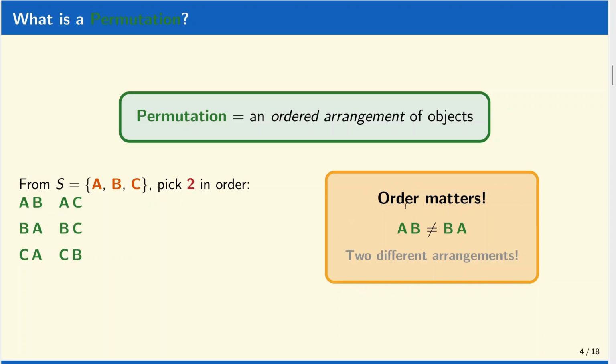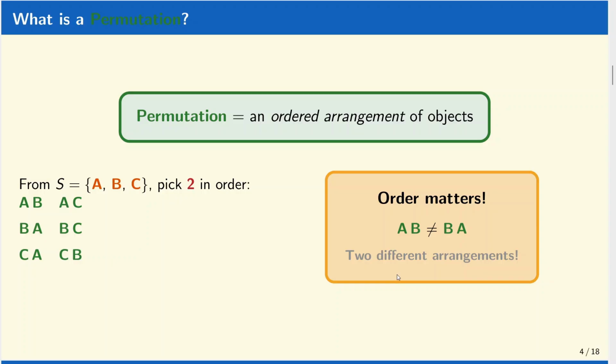Order matters. If you look at the pair AB and the pair BA, they contain the exact same letters, but because the sequence is different, because A is first in one and B is first in the other, they are not equal. AB does not equal BA. In the world of permutations, these count as 2 completely different arrangements.